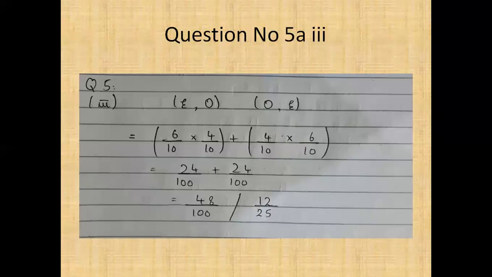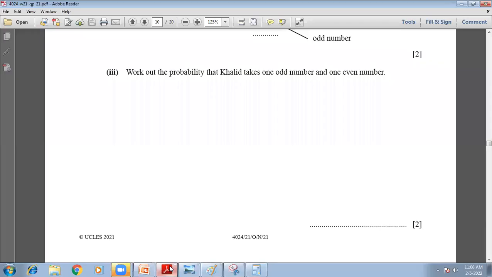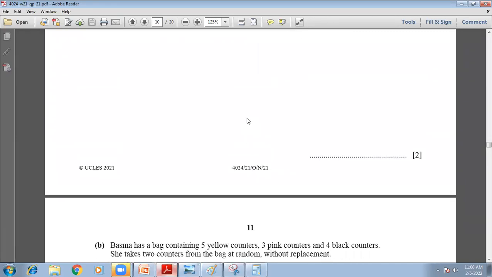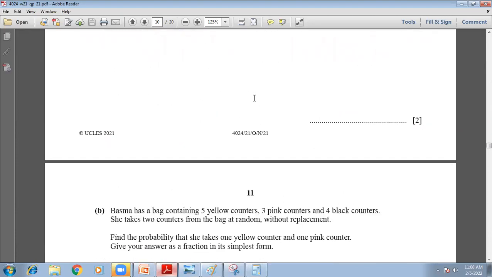So they are asking you to find the probability of even, odd and odd, even. So we will add the probability of both these events. So it will be 6 by 10 multiplied by 4 by 10, plus 4 by 10 multiplied by 6 by 10. So your final answer will be 48 by 100, and that will be 12 by 25. So this is how you will do question number 5 and its third part. Okay, so we are done with question number 5A and its third part.